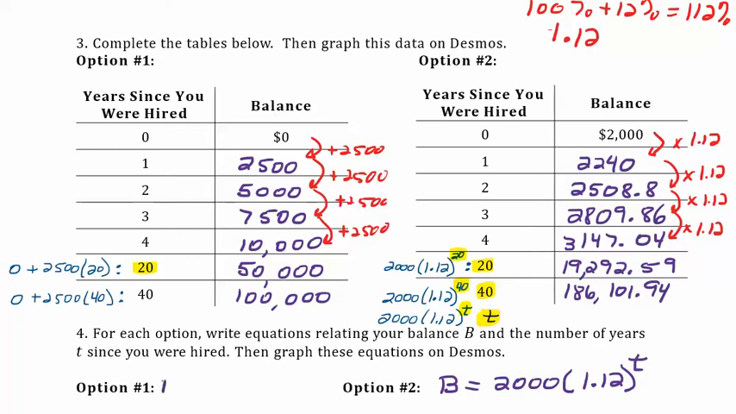In option 1, we started with $0 in our account, and then we added $2,500 for each year. And since it's repeated addition, that means we're going to multiply by T. Now 0 plus 2,500 times T is just 2,500 times T. So those are our two equations. Let's go over to Desmos and take a look at what that looks like.